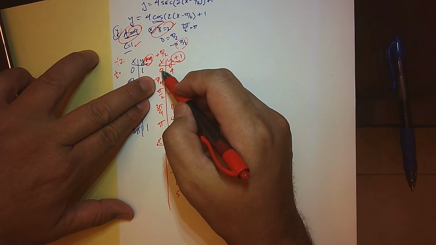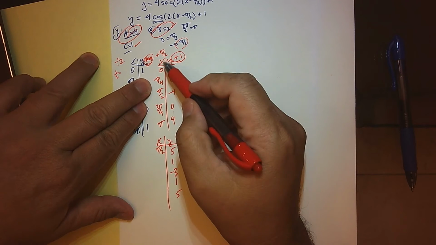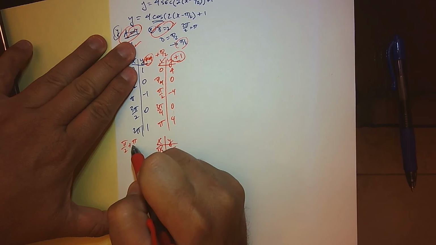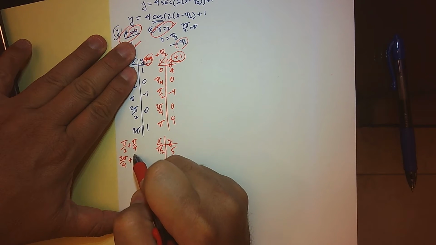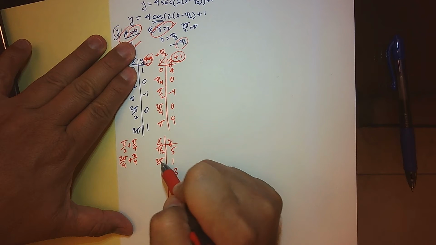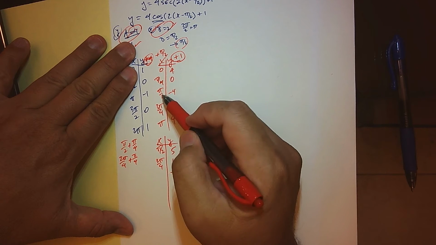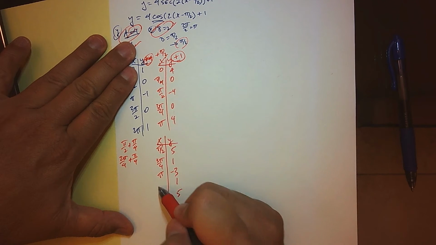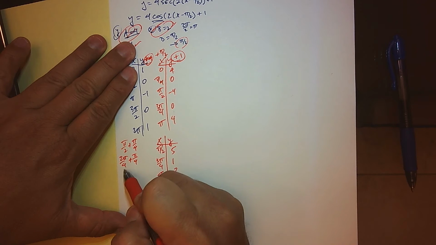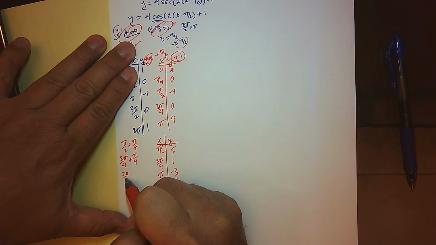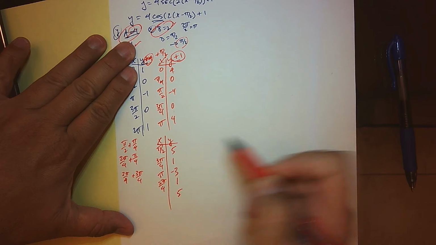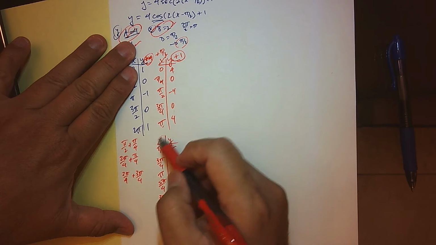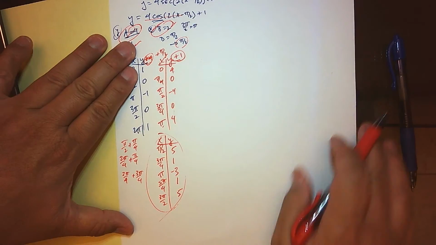Adding pi over 2, well, 0 plus pi over 2 is pi over 2. Pi over 4 plus pi over 2, if you still need to see that work, this is pi over 4 plus 2 pi over 4, which is 3 pi over 4. If we add a pi over 2 to a pi over 2, we have pi. If I take 3 pi over 4 and add it to pi over 2, that's a 5 pi over 4. And then pi plus pi over 2 is 3 pi over 2. So there's all the main data points on this new cosine graph.